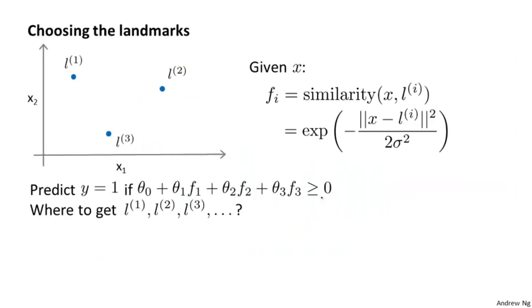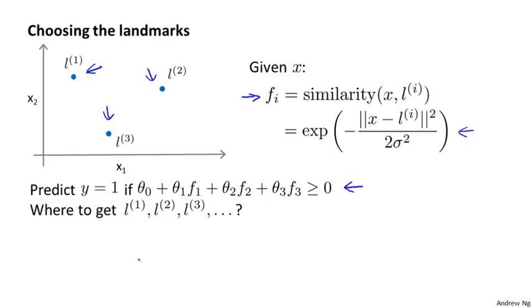In the last video, I talked about the process of picking a few landmarks, L1, L2, L3, and that allowed us to define the similarity function, also called a kernel. In this example, this particular similarity function is a Gaussian kernel, and that allowed us to build this form of a hypothesis function. But where do we get these landmarks from? Where do we get L1, L2, L3 from? And it seems also that for complex learning problems, maybe we want a lot more landmarks than just 3 of them that we might choose by hand.